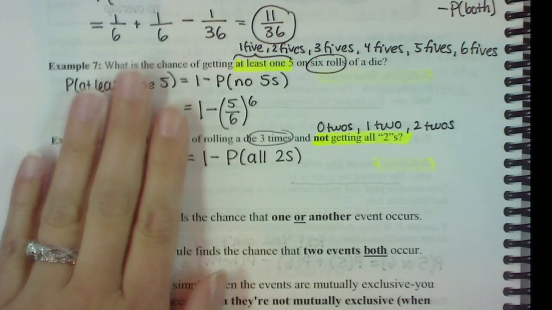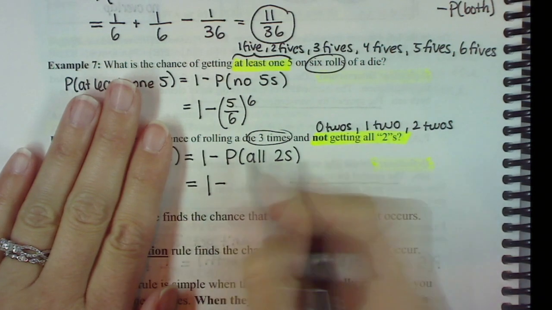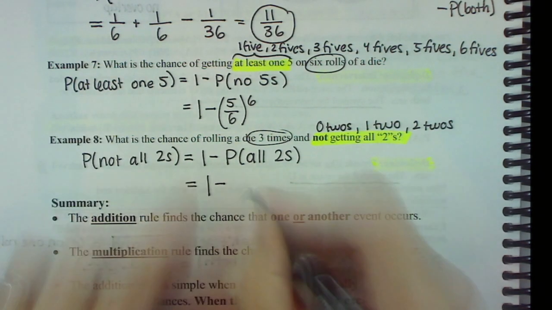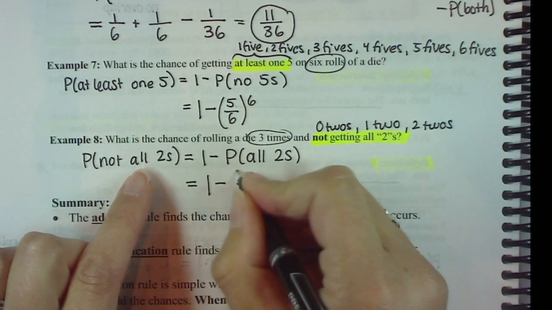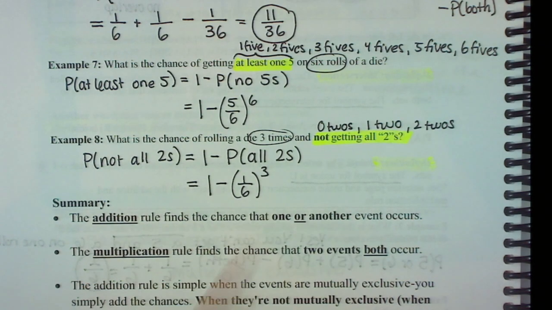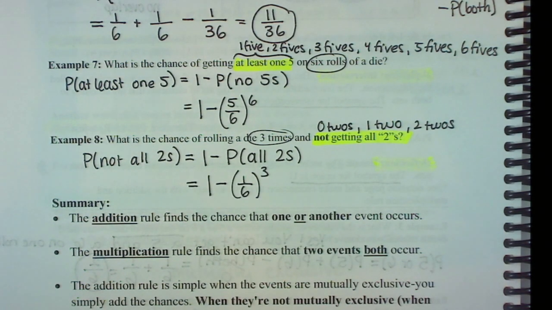And then again, these two are equal, so focus on the side that's not super complicated. The chance of getting all 2s, we've done this a bunch, right? The chance of getting a 2 on the first roll is just 1/6, and then we're rolling 3 times. So that's why I'm going to use the exponent, because I want to get a 2 and a 2 and a 2. Question?